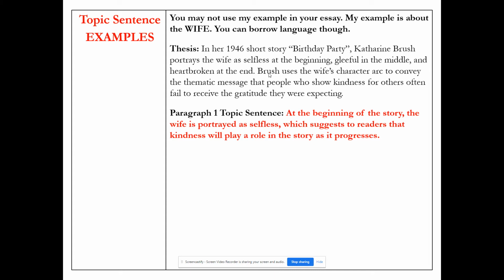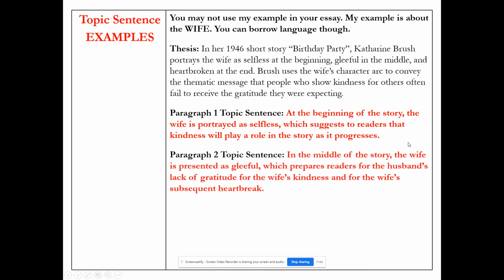Here we have the first paragraph's topic sentence, and you can directly see the connection between the thesis statement and this topic sentence here. At the beginning of the story, part one, the wife character is portrayed as selfless, adjective, which suggests to readers that kindness will play a role later in the story, kindness will play a role in the story as it progresses.